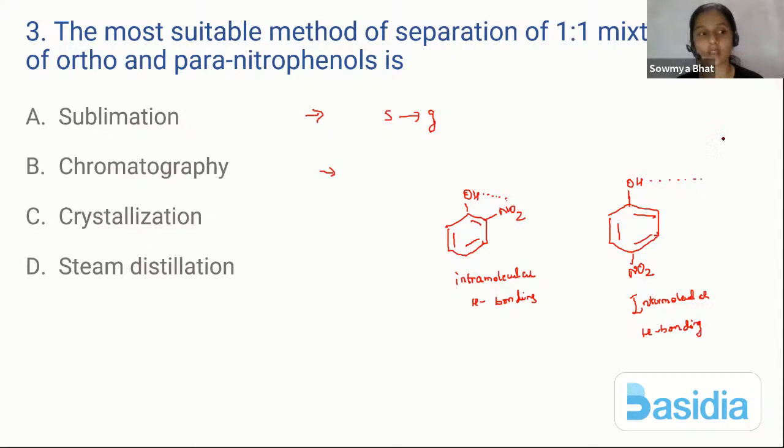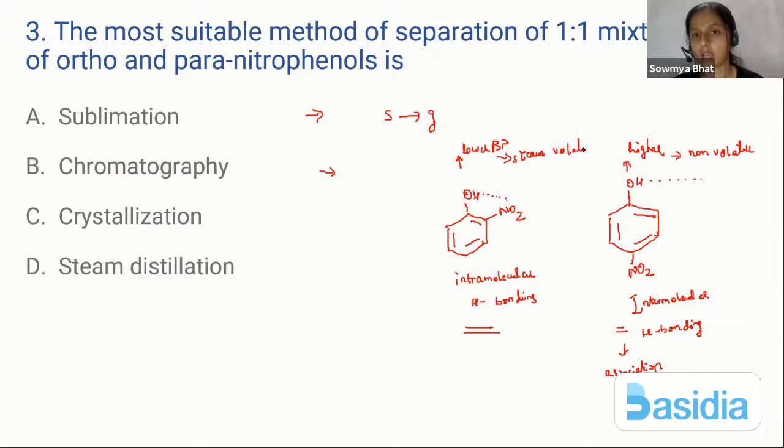So there will be a difference in the boiling point, and also here, if you consider the intra and the intermolecular hydrogen bonding compounds, this is going to form association with the other molecules, because of which this will have the lower boiling point and this is going to have the higher boiling point. Now what happens when you do the steam distillation is this is non-steam volatile, whereas this is steam volatile. So this is vaporized and can be obtained first, whereas the non-volatile substance is left behind. So the correct option will be option D.